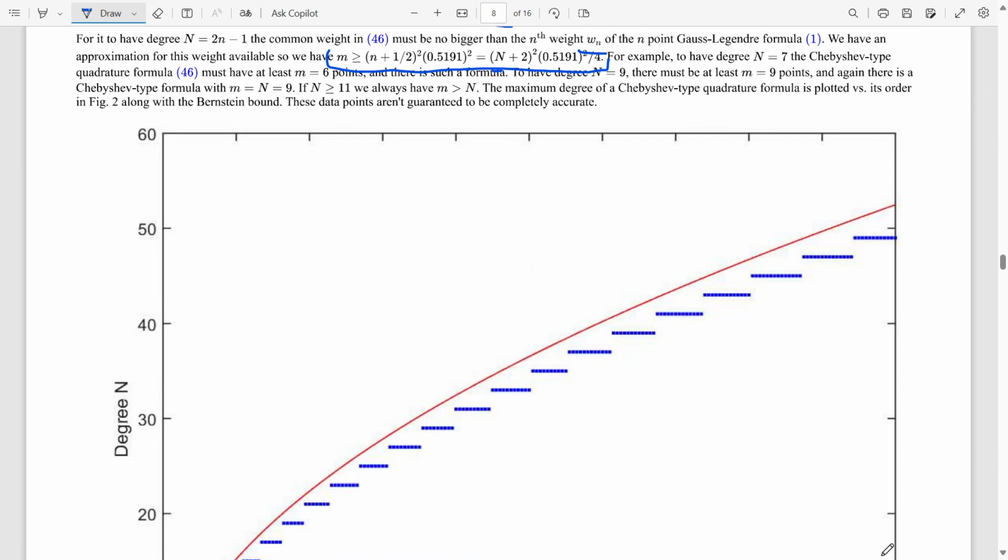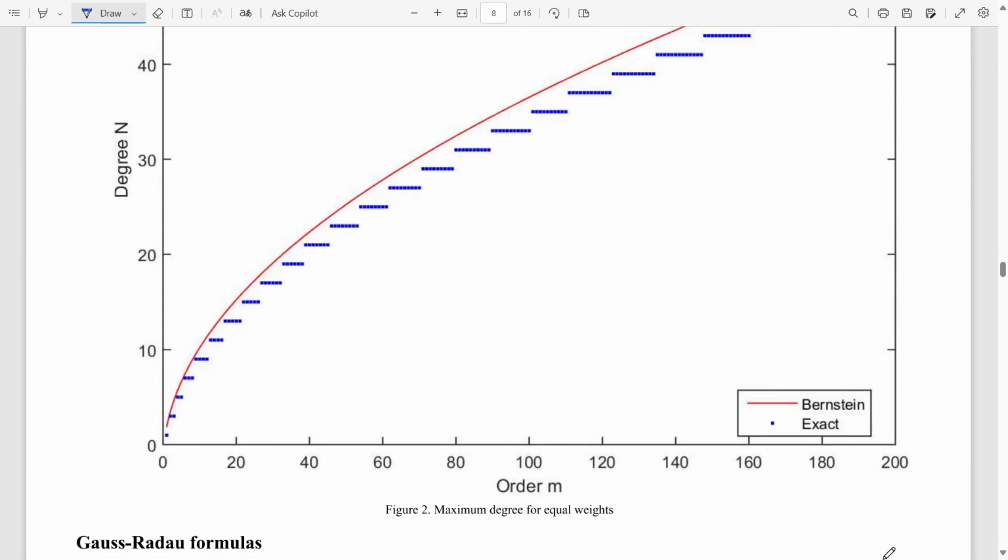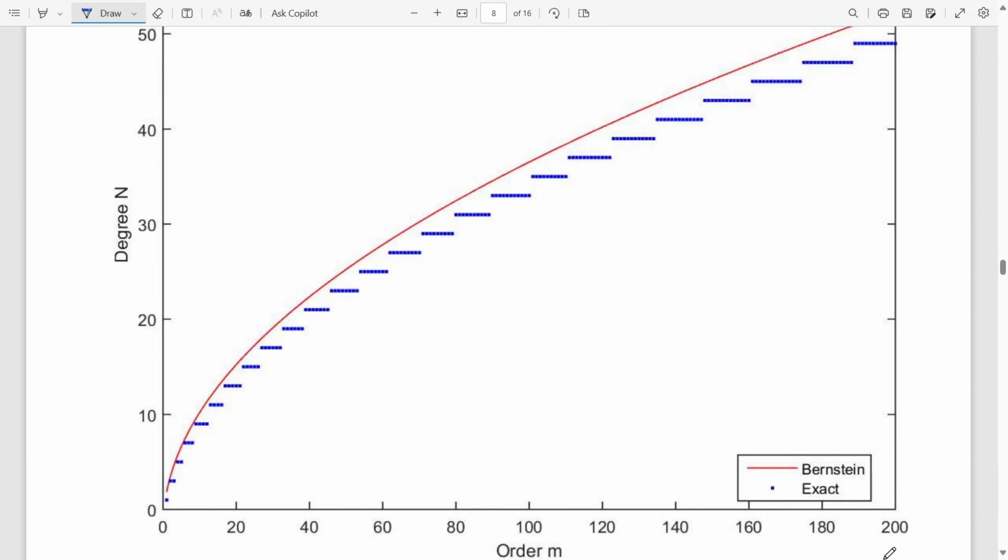So now in figure 2, I am plotting the maximum degree, big N, versus the order of a Chebyshev-type formula, little m, and also the Bernstein bound that we showed up there. And we can see it stays pretty close to the Bernstein bound.